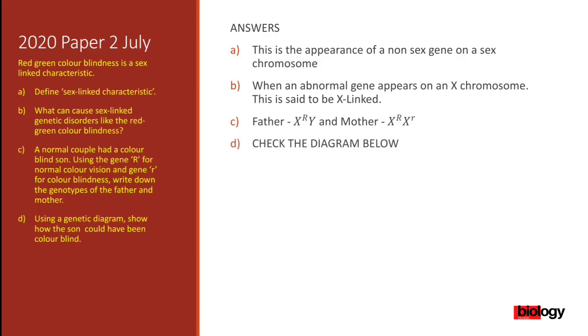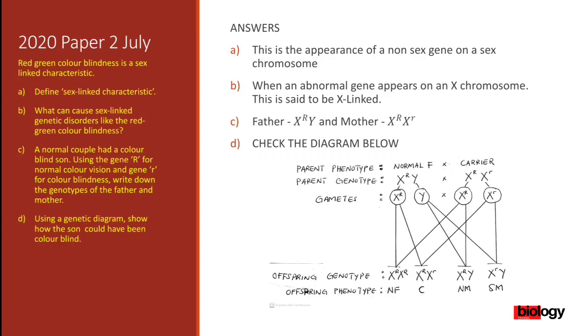So whenever you're drawing a genetic diagram, I'm sure by now you know how to draw one. You first start with parent phenotype, then you go to parent genotype, then you go to gametes, then you go to offspring genotype, then offspring phenotype. So we've got normal father as the phenotype. The father is normal. Then the mother is a carrier. She's normal, but she's a carrier. Okay. So those are the phenotypes.